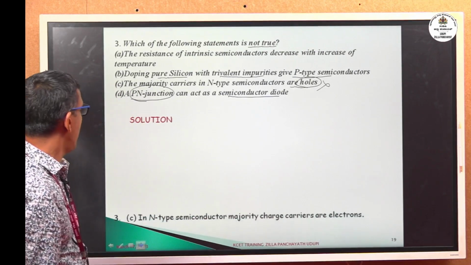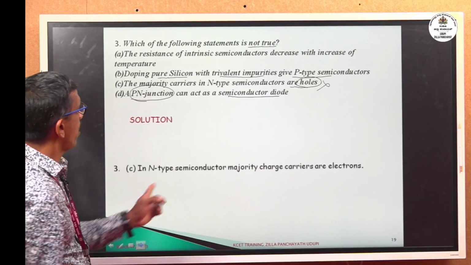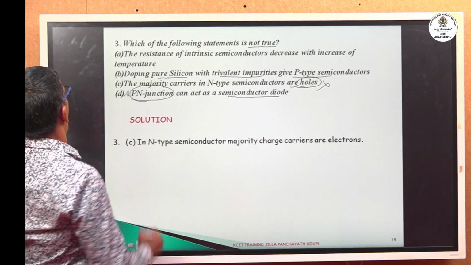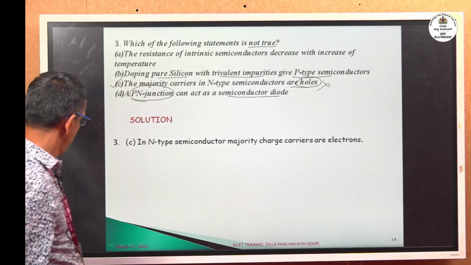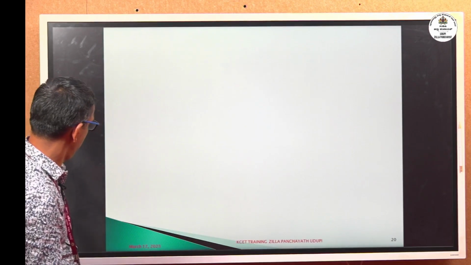So, in N-type semiconductor, majority charge carriers are electrons. So, option C is the right answer. Now, we move on to the next question.